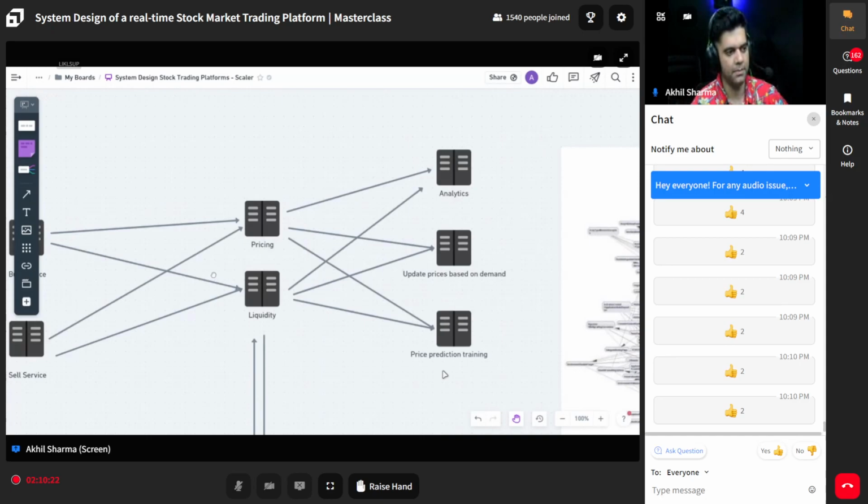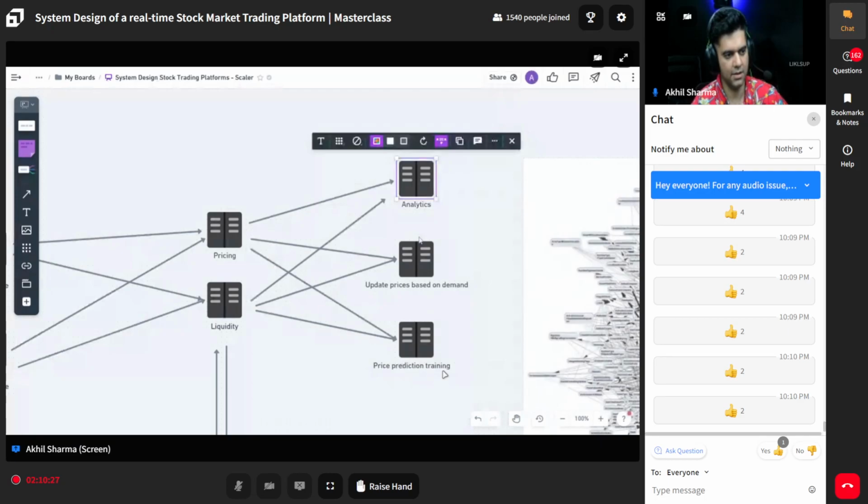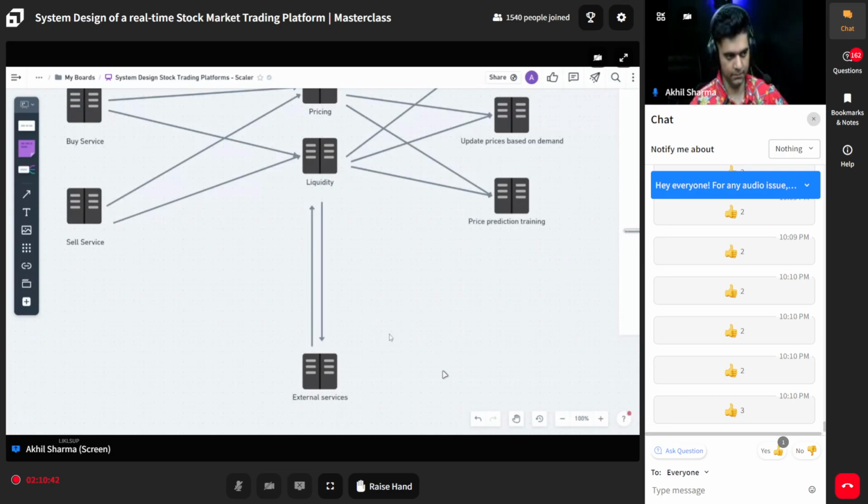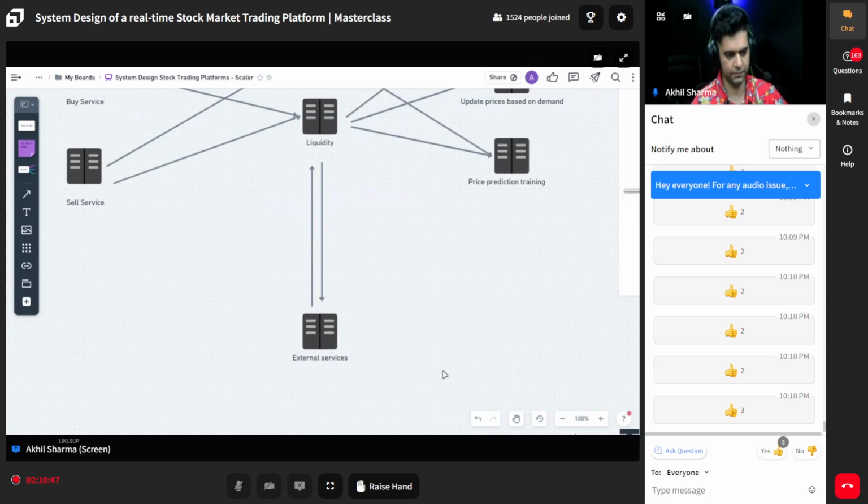You have to have price prediction training. You have to have analytics. Now, the problem is that you'll see too many requests are happening. So this server needs to keep making requests to this one to get some data. This needs to make requests to this to get some data. All of them are dependent on each other. They're all making API requests to each other, right? And the liquidity service also needs to make a request to external services. The problem that's happening here is too many requests.